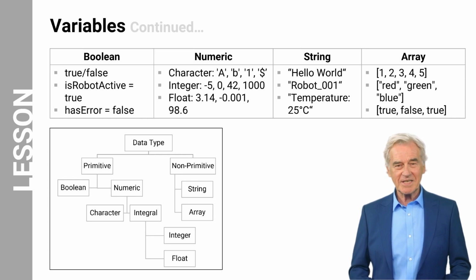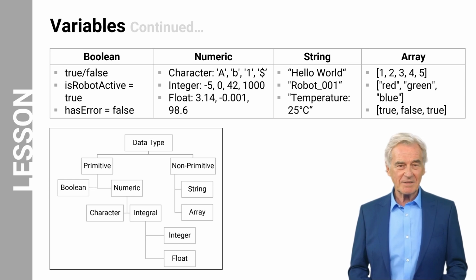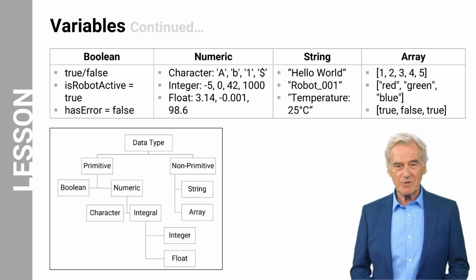Non-primitive data types include strings, which can store text data like hello world, robot_001, or temperature 25 degrees Celsius, and arrays that can hold collections of values such as 1, 2, 3, 4, 5, red, green, blue, or true, false, true. Each of these data types serves specific purposes in programming, allowing for efficient storage and manipulation of different kinds of information.